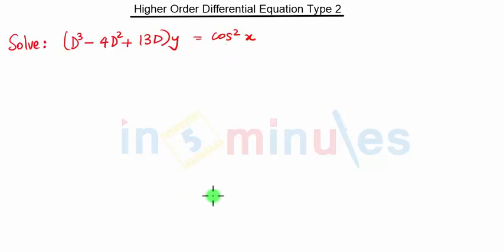In this video we are going to see the next problem on higher order differential equation type 2. So this is our question. If you can see here, we have cos square x. In type 2 we require cos ax plus b or sin ax plus b.